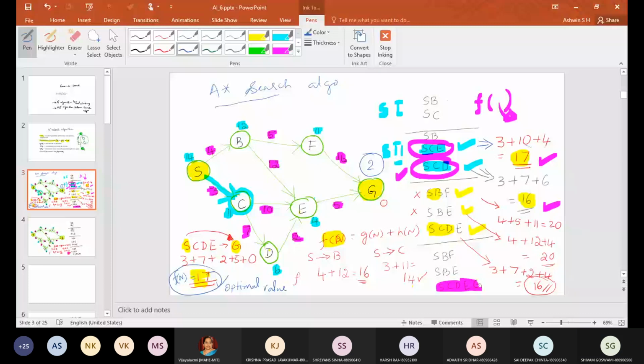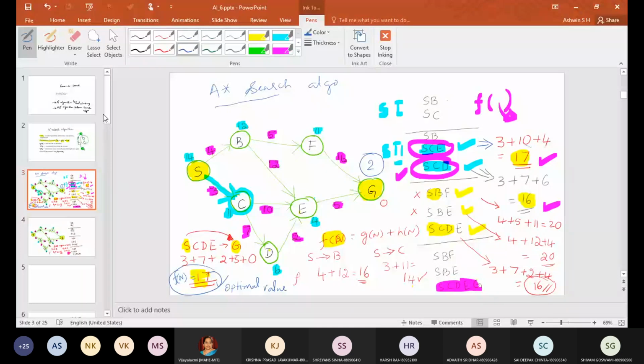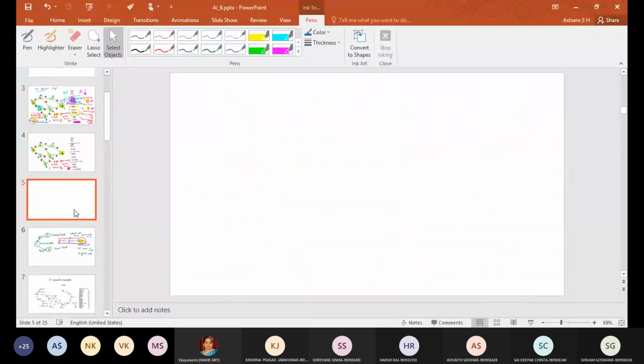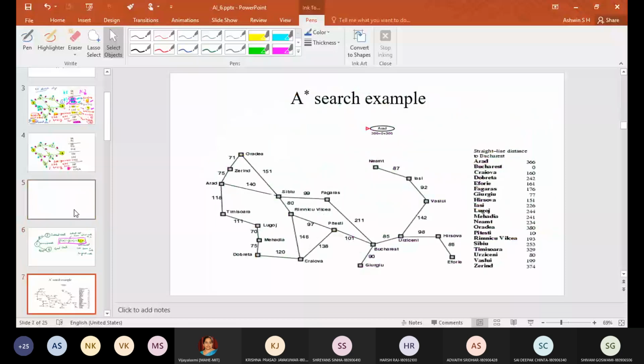Now I want to give you one problem. You have to do it, all of you. It's very interesting. This is one example which I have taken. All of you, please be attentive here for a while. I will discuss this problem later.